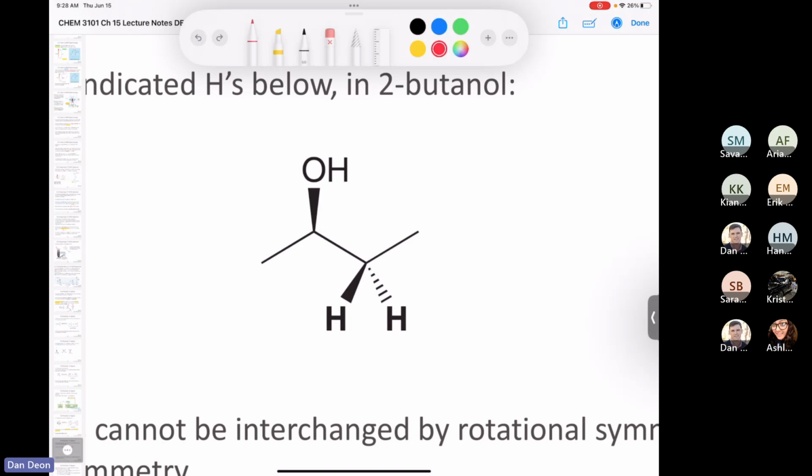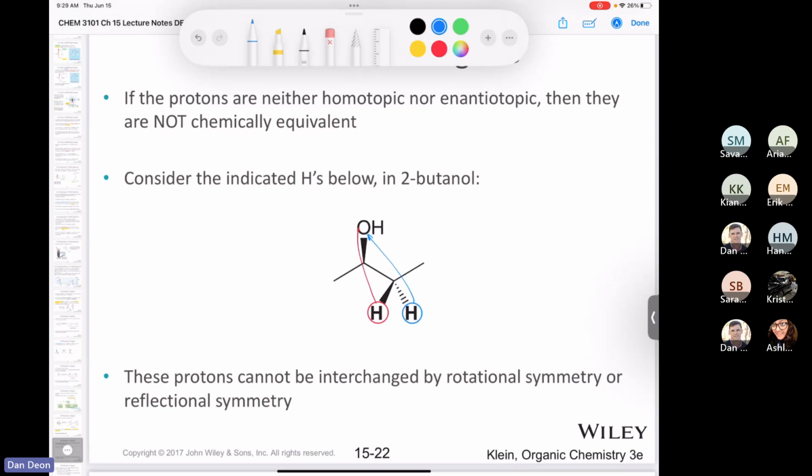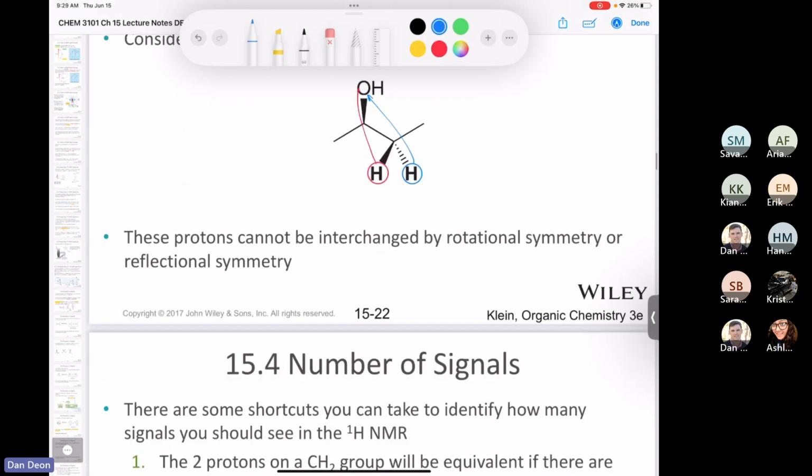If you imagine yourself being this proton, the one that I have the red circle around, the hydroxyl is on the same face of the molecule as you. And if you imagine yourself as being this proton, okay, the hydroxyl is on the opposite face of the molecule from you. So it's clear again that these are not chemically equivalent, right? And you could also do the replacement test. I'm not going to do it right now, but if you did, in this case, you would end up with a pair of diastereomers. So again, it is clear that they are not chemically equivalent to one another. The protons can't be exchanged by rotational or reflectional symmetry in this case.